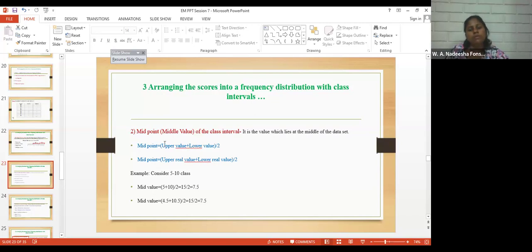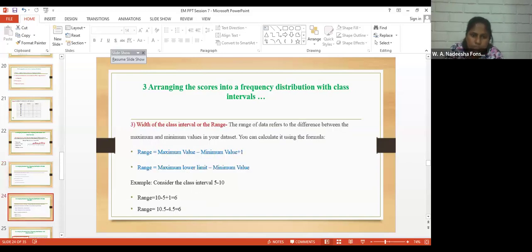In this example, the class interval is 5 to 10. So to find the mid value, 5 plus 10 is 15, 15 divided by 2 is 7.5. Then using limits, we can also find that: 4.5 plus 10.5, that is also 15. 15 divided by 2 is 7.5. That is how to find the mid value.